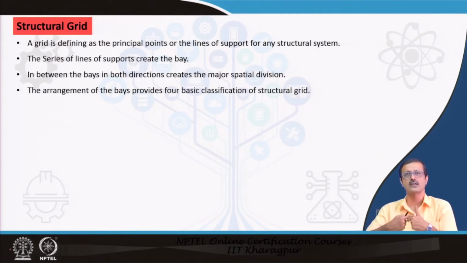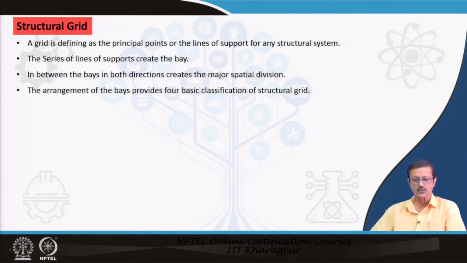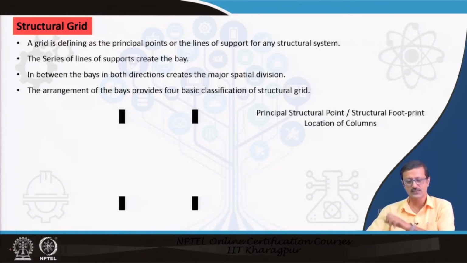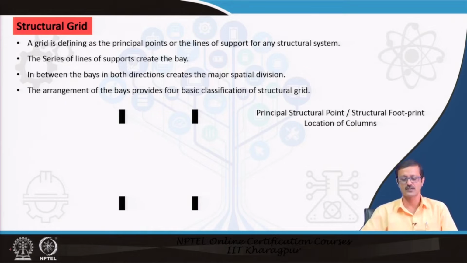And in some locations where two lines intersect, there is a possibility of a vertical member, which is a column, or maybe a linear member, or a plate member, which may be a shear wall or something like that. So, the base in both directions can be created, and this particular arrangement of the base will provide the further classification of the structural grid. These are the principal structural points or the footprint of the particular location. So, those are the columns.